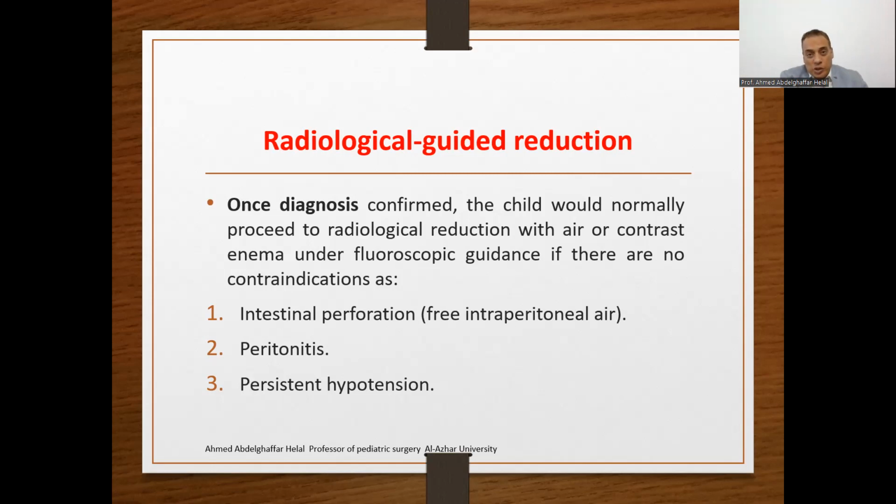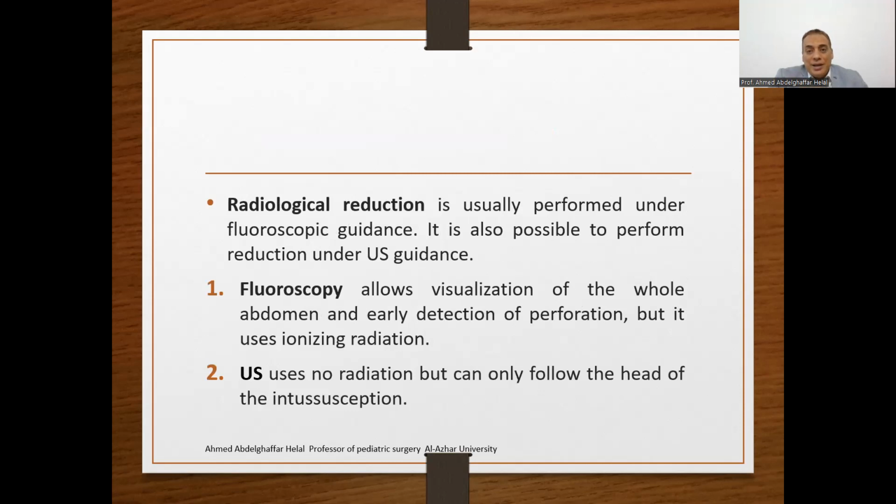So once the diagnosis is confirmed, the child would normally proceed for the radiological reduction, except if there is a contraindication for radiological reduction that necessitates surgical intervention, such as intestinal perforation, free intraperitoneal air, the presence of peritonitis or persistent hypotension. Radiological reduction is usually performed under fluoroscopic guide. It's also possible to perform the reduction under ultrasound.